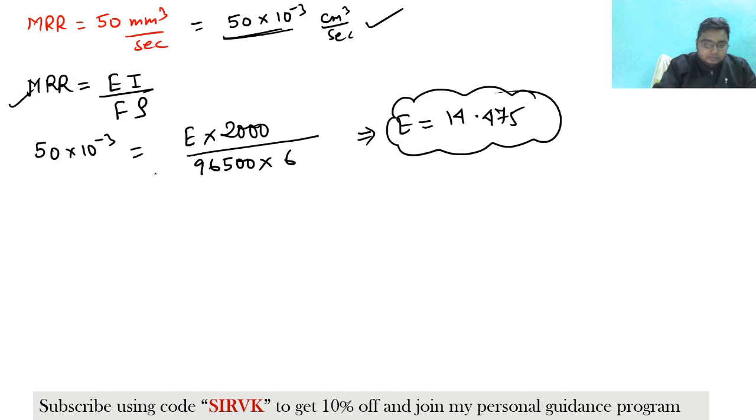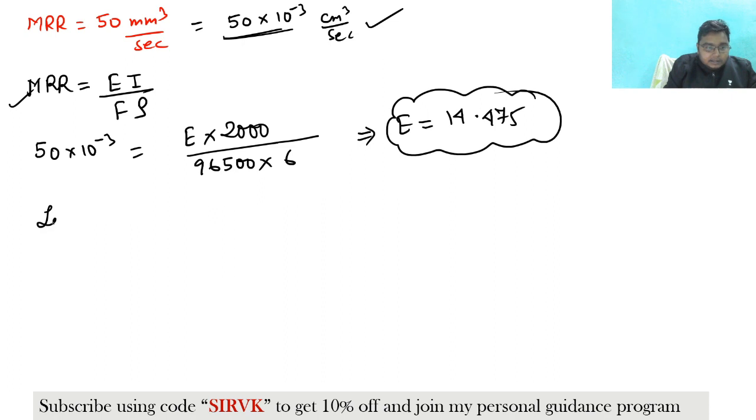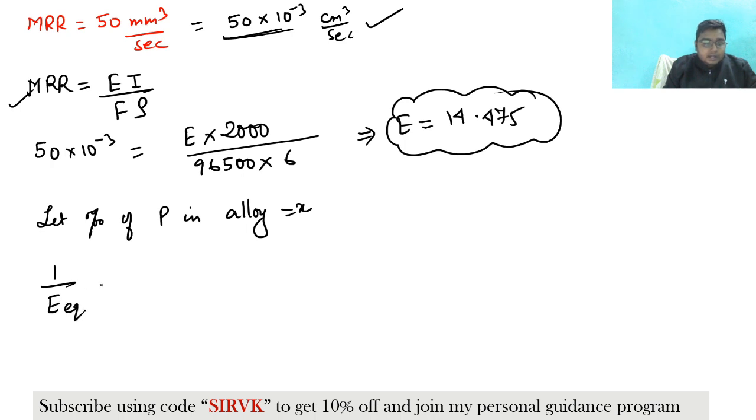Now see here, let the percentage of P in the alloy be X%. If the percentage of P is X, then what will the percentage of iron be? It should be 100 minus X, isn't it? So let the percentage of P in the alloy be X. So what you can write is 1 by E equivalent. See, this is the equivalent, right? 1 by E equivalent is nothing but 100 minus X percentage, divided by 100.